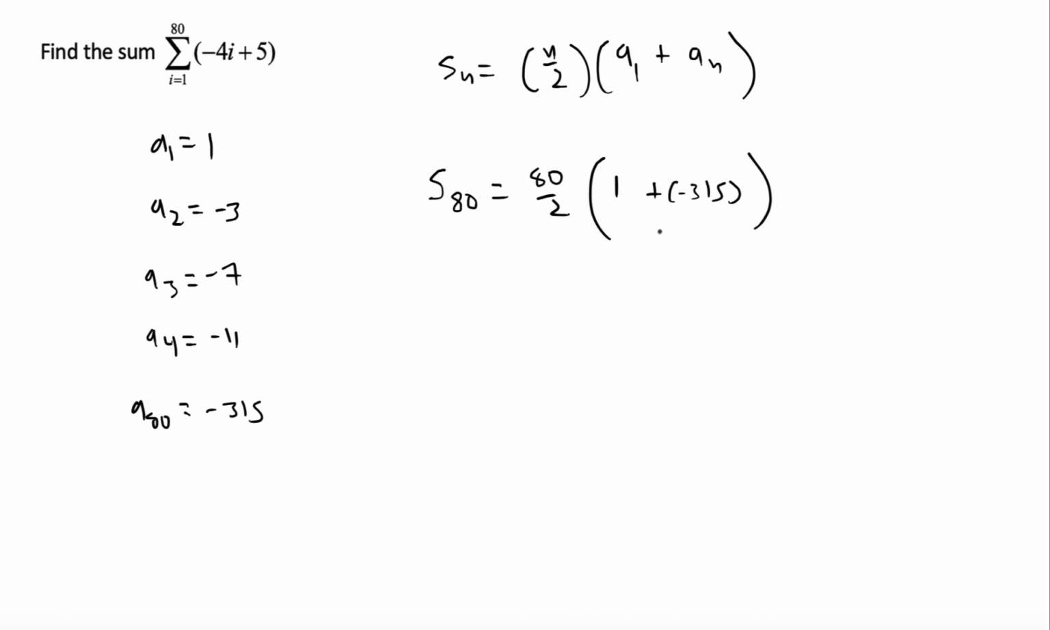Remember, we are finding the sum here, and this formula tells us what the sum is. So negative 315 plus 1 is negative 314, multiply that by 80, and the sum is going to be negative 12,560. So for an arithmetic sequence, we can always use this formula to find the sum of the first n terms of the sequence.